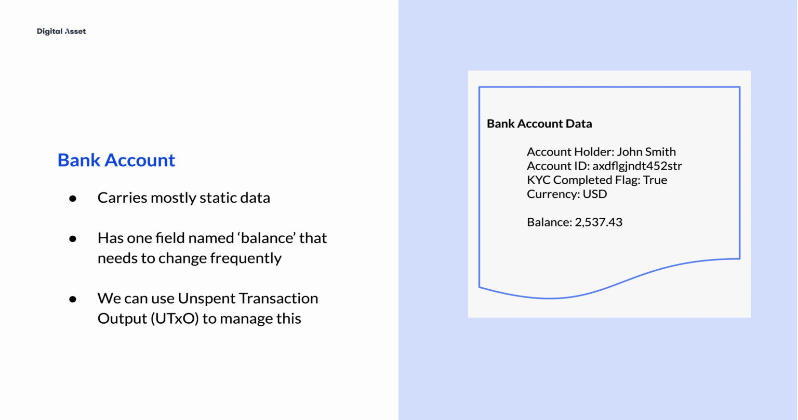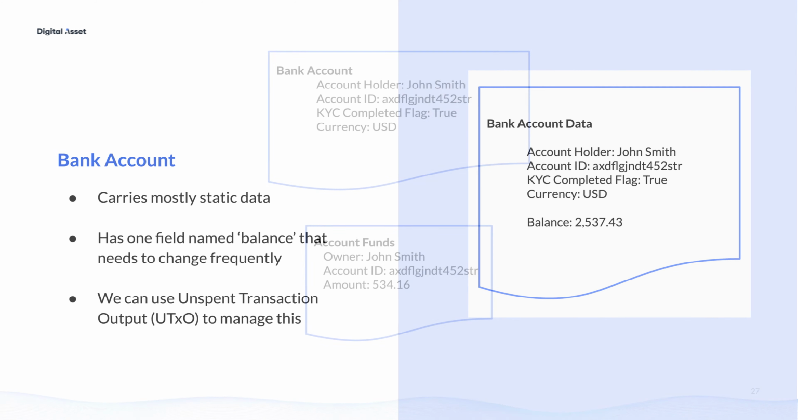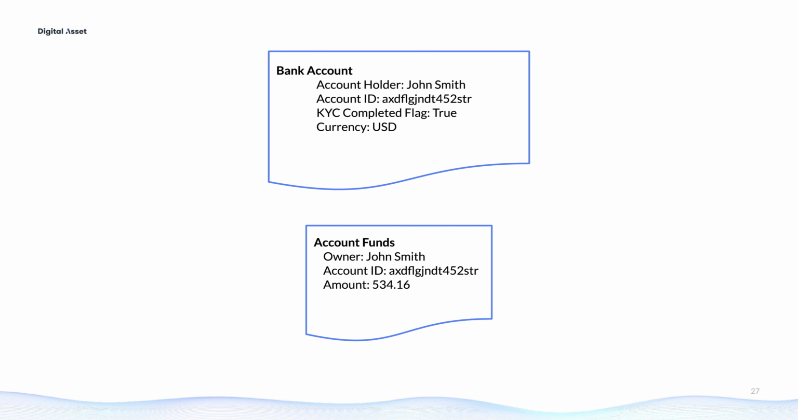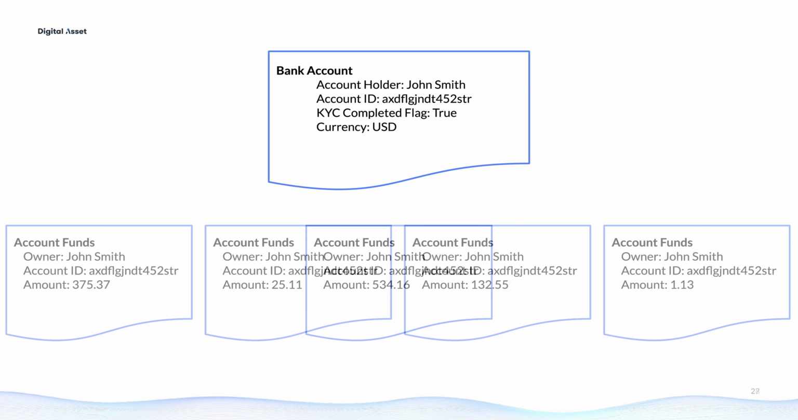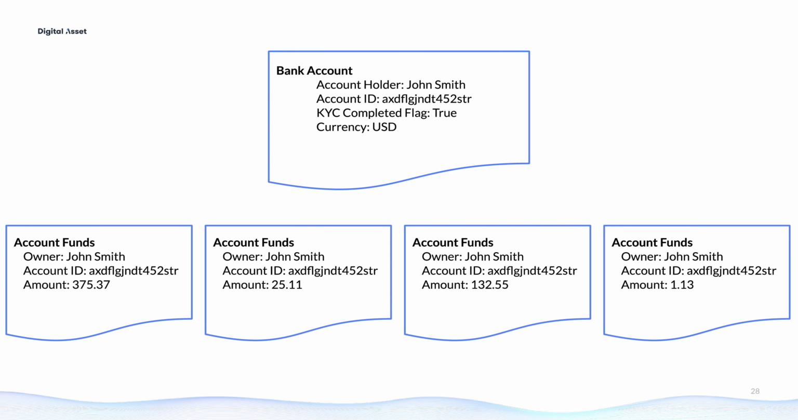The standard approach to doing this has acquired the name Unspent Transaction Output, or UTXO. To do this, we split these two sets of fields, the account data from the balance data. Critically, we do not require that there be only one single centralized contract tracking the account balance. Instead, we allow multiple account funds contracts, and we define the balance to be the sum of all balances for all account funds contracts associated with a bank account.